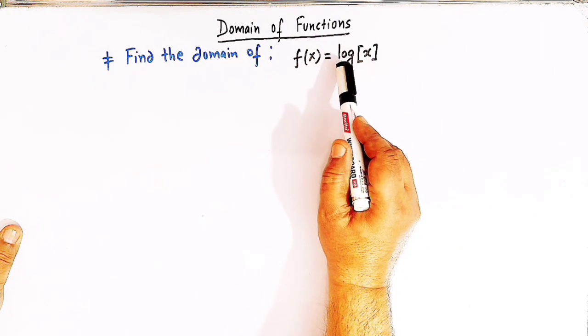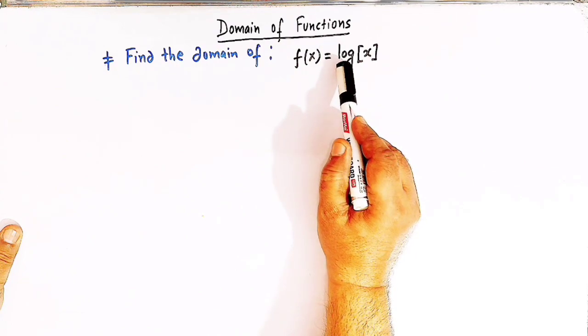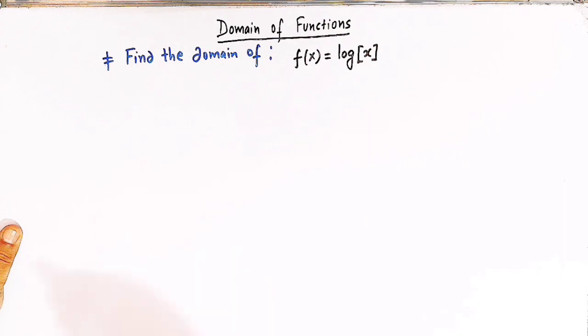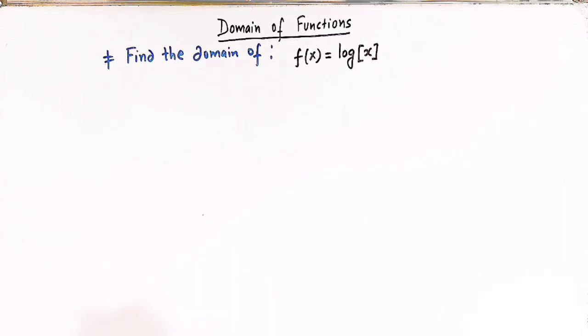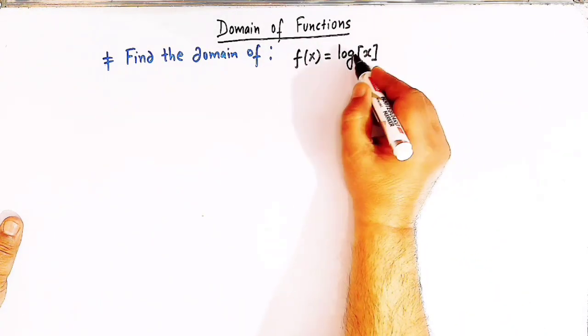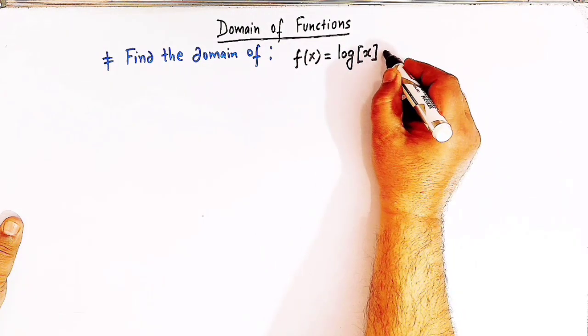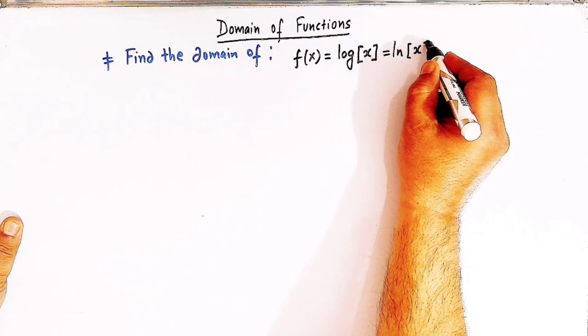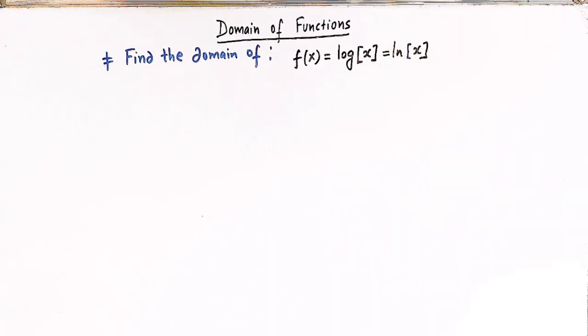So here we are using the notation log for the natural log, right? So here the function log of greatest integer of x can also be written as ln greatest integer of x, right? So let us start.